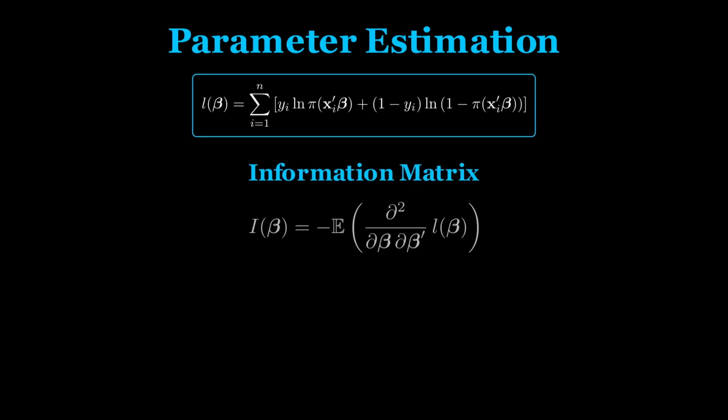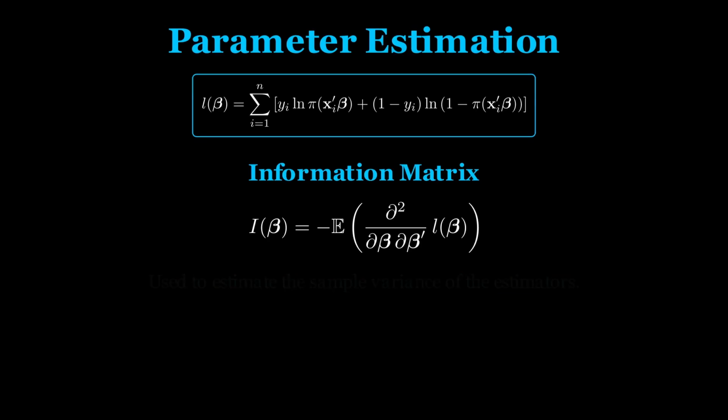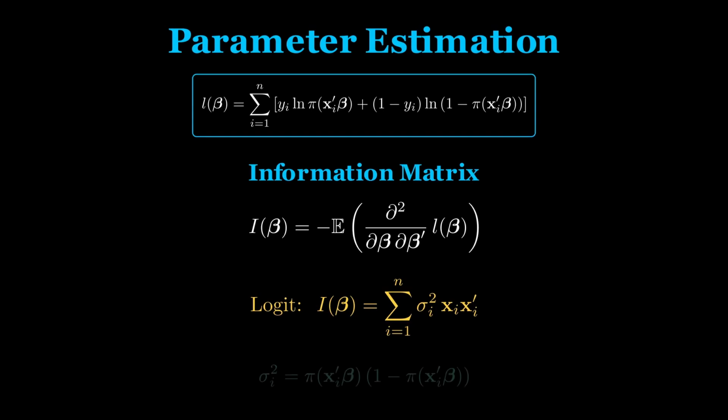The information matrix, the negative expected second derivative of the log likelihood, can be used to estimate the sample variance of the estimated coefficients. For specific cases, such as logistic regression, the information matrix can be derived in a straightforward way. For the Logit function, it's the sum over observations of sigma i squared times x i x i prime, where sigma i squared is the Bernoulli variance, the predicted probability times 1 minus the predicted probability.